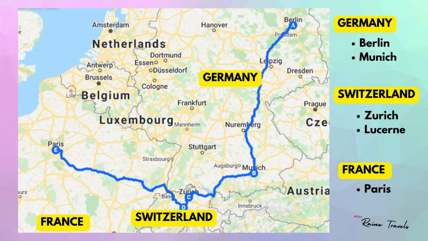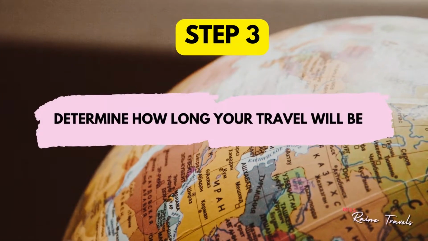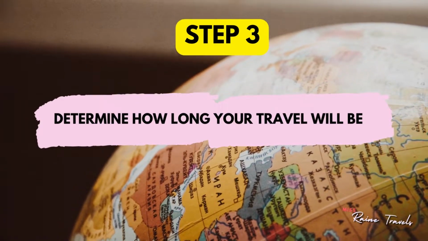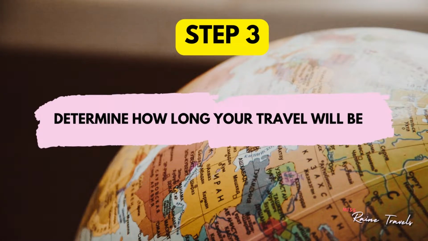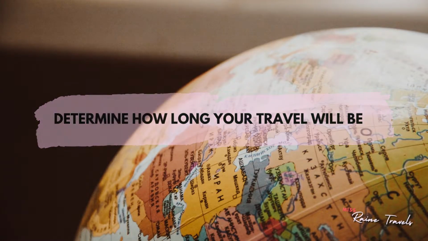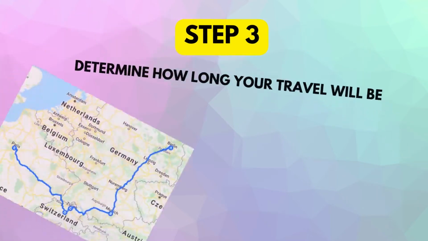In step 3, now that I know what are the different areas that I would want to visit, I'll find out how long can I visit those countries, or those cities rather. If you are employed, there can be certain limitations like your available leave credits, your budget, and how far you are allowed to travel as well. So here's what I did.